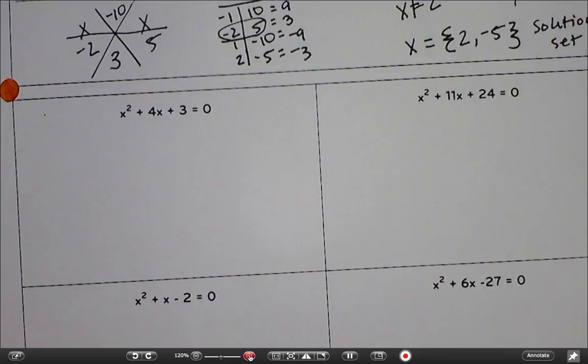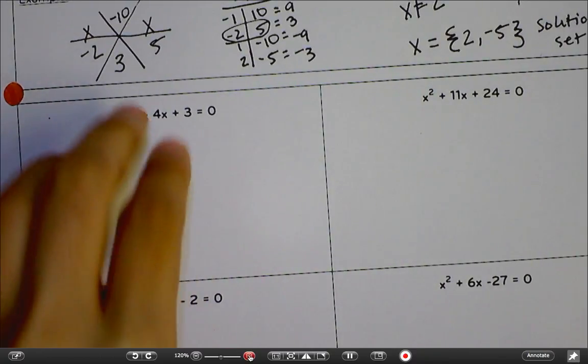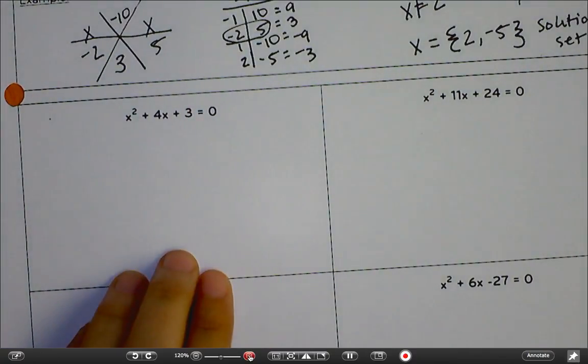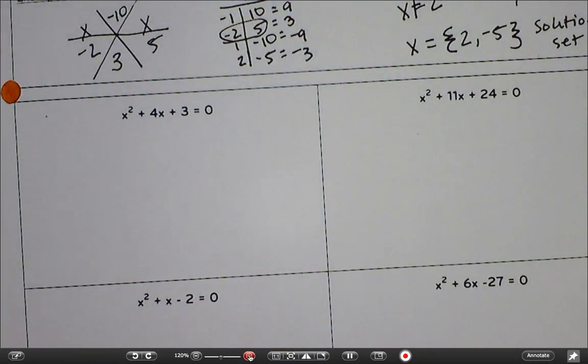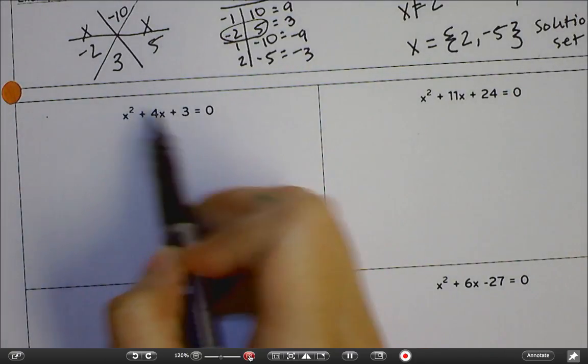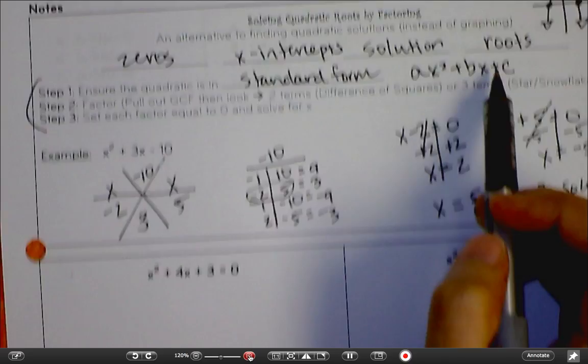Let's go ahead and take a look at the first problem of the 4 below. I'll walk through this one with you, and after that, I'll give you directions on how to do the next 3. So take a look at the first one. x squared plus 4x plus 3. It is in standard form. Check, step 1, done. Easy as that.